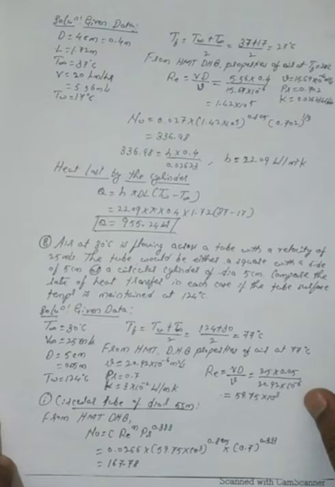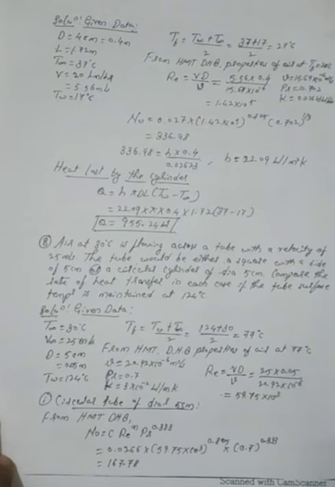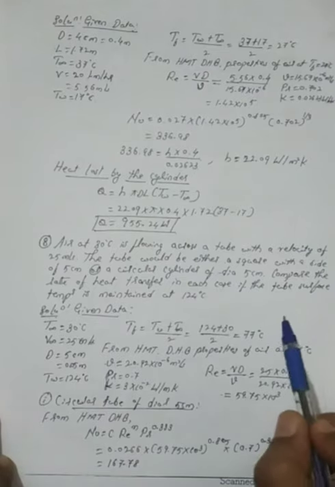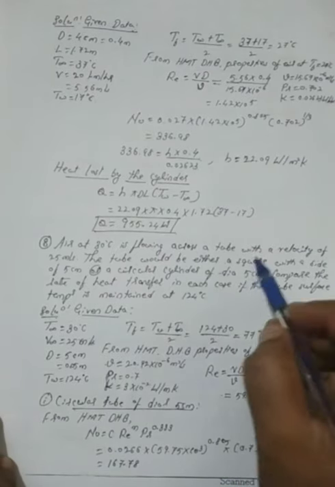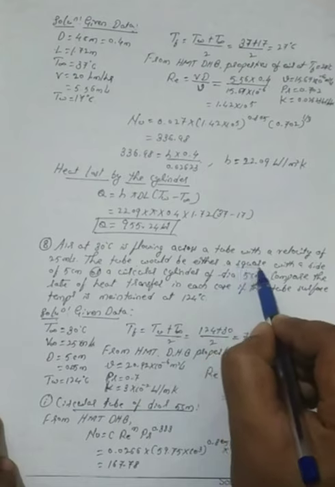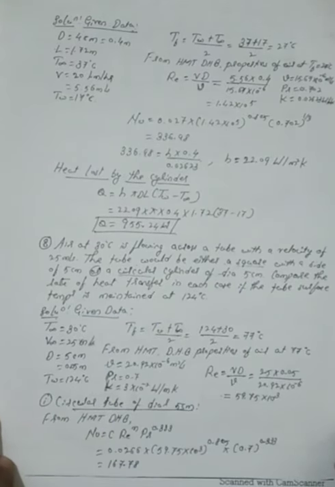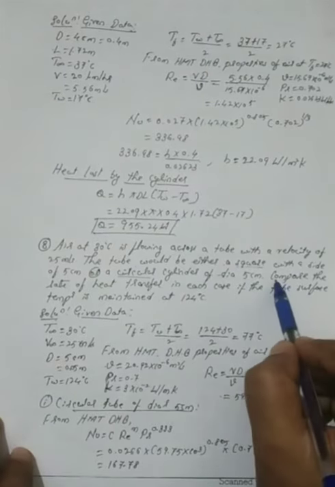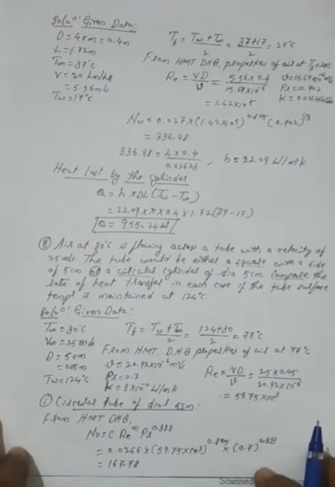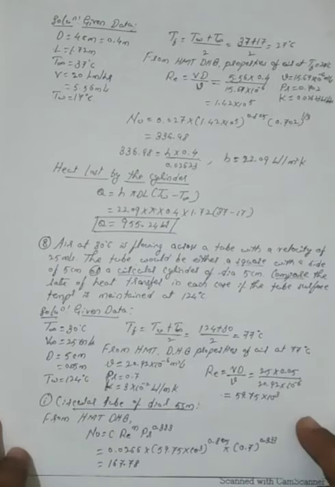Okay guys, this is a very simple numerical. But the one thing we need to be careful about is that he has given both the square plate as well as the circular case. We need to calculate the heat transfer in both cases, and also compare them. We need to tell in which case the rate of heat transfer is more.